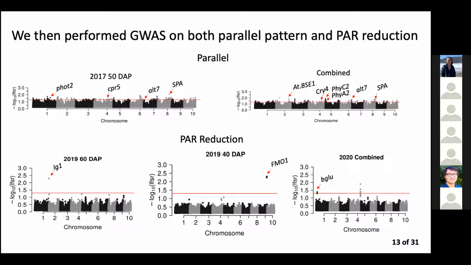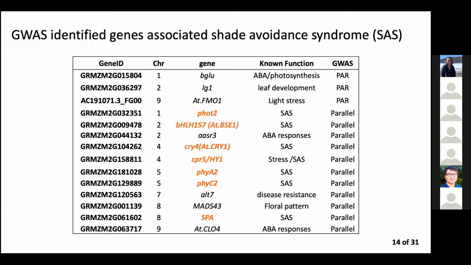We are then interested in what specific genetic factors actually trigger this orientation. So we ran a GWAS using parallel and PAR reduction, using both single time point data and predicted genotypic effect by combining all the time points. And we found multiple interesting candidates. In total, our GWAS identified 14 candidate genes, with 3 from PAR reduction and 11 from the parallel GWAS.